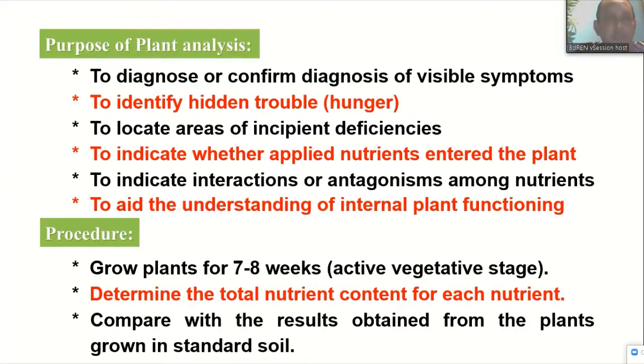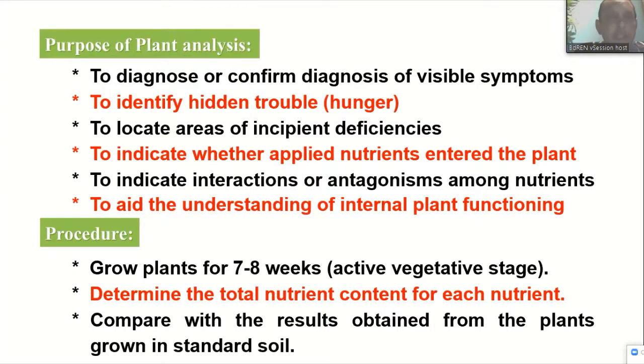When we want to diagnose or confirm visible symptoms, to identify hidden trouble or hidden hunger. I think you know already what hidden hunger is. Sometimes we cannot see any symptom in the plant part, but still there is some kind of shortage of nutrients that cannot be seen in the leaves or other parts. That is called hidden hunger, and this kind of hidden hunger leads to a decrease of yield.